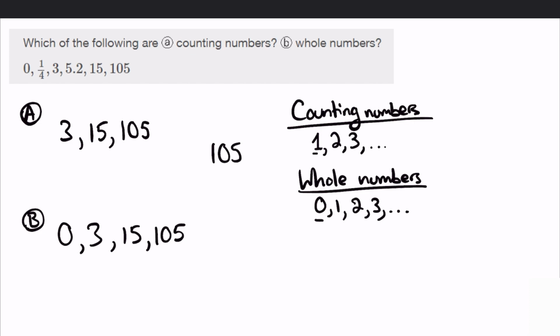So, out of the numbers given to us, 3, 15, and 105 are our counting numbers, and 0, 3, 15, and 105 are our whole numbers.